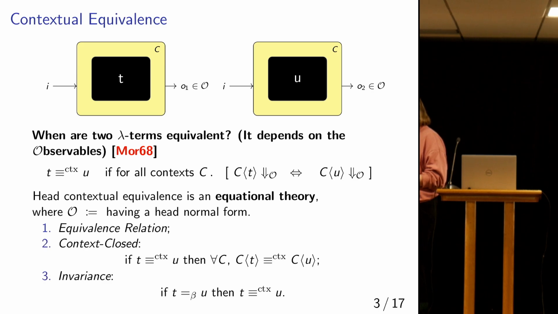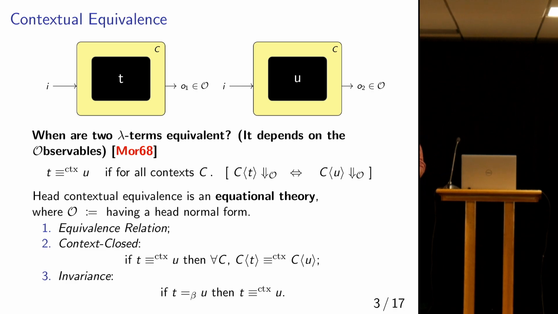Usually in the lambda calculus, we consider a notion of reduction as an observable, and one of the most well-studied is head contextual equivalence, where we set the observation to be having a head normal form, being in head normal form. And this is because of the central concept of head reduction linked to solvability.